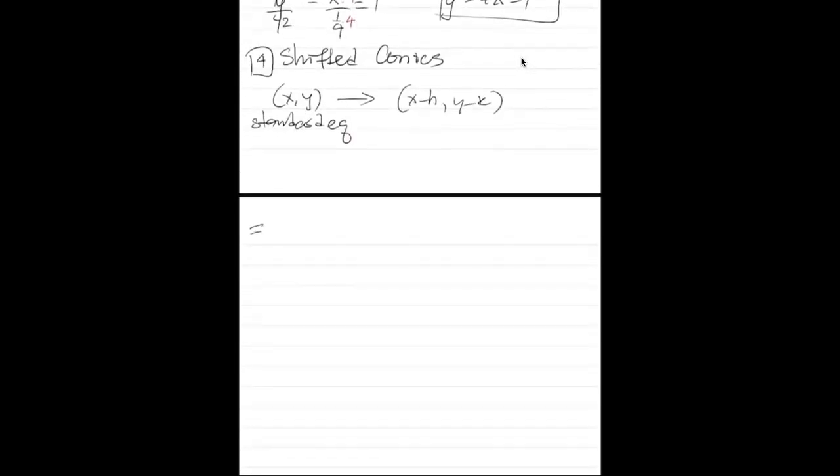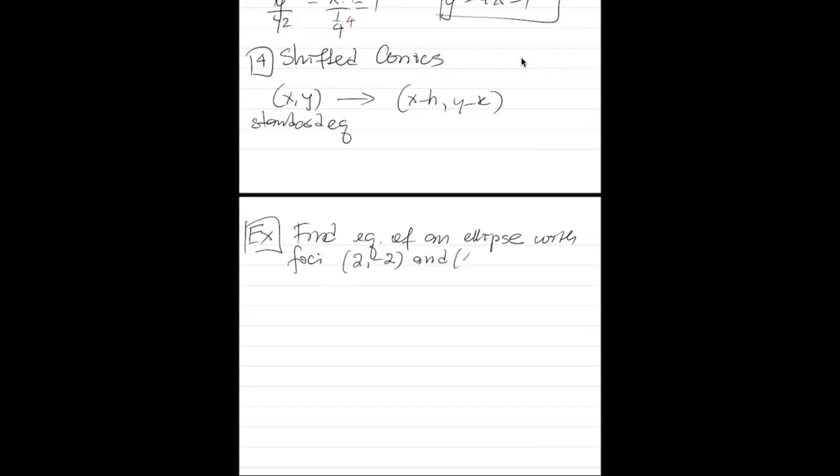So let's do an example, this time with an ellipse. Find the equation of an ellipse with foci (2, -2) and (4, -2), and vertices (1, -2) and (5, -2). So we don't have to sketch it. You could if you want to. You just have to find the equation.